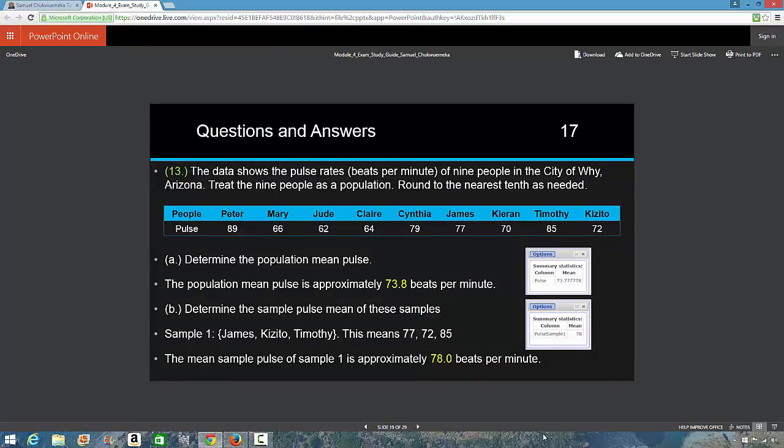Question 13. The data shows the pulse rates, beats per minute, of 9 people in the city of Y, Arizona. You know, there's a city called Y. So treat the 9 people as a population, and round to the nearest tenth as needed. Determine the population mean pulse. The same principle is what we do here.